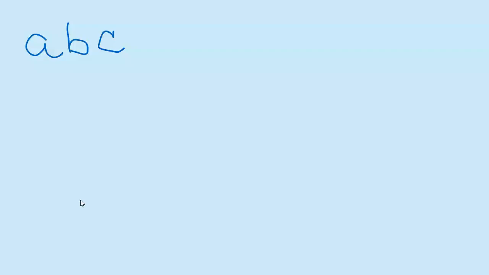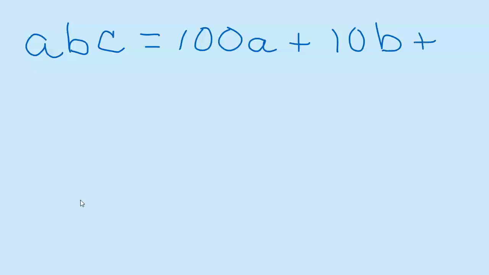So that means that we could actually rewrite this number in expanded form. Because the A is in the hundreds place, the worth of that is 100A. And added to that, because of the B in the tens place, we would have 10B. And with the C in the units place, we would also add C. In other words, ABC, the 3-digit number, is actually worth 100A plus 10B plus C.